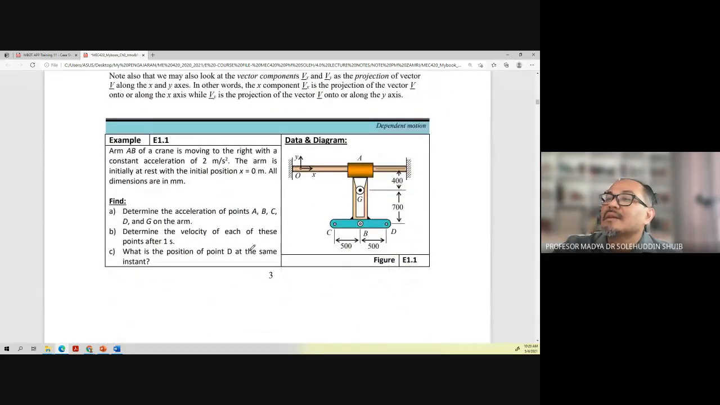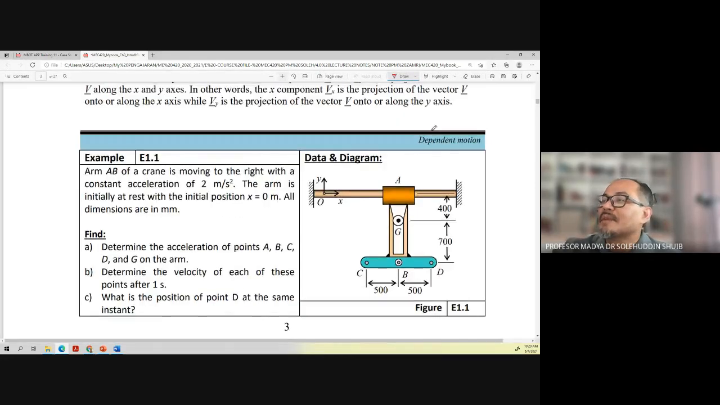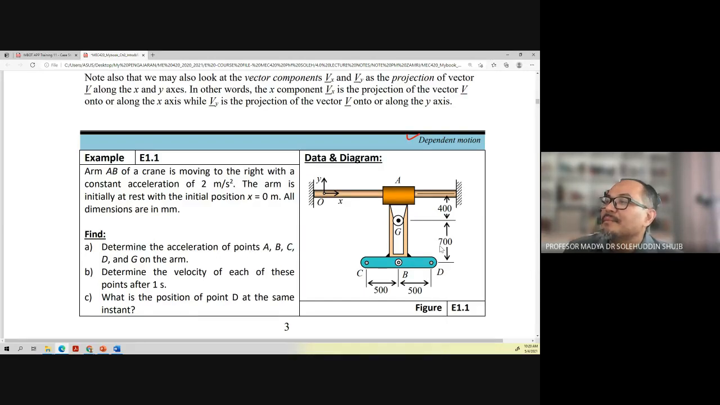Okay, this is an example. Okay, we try to do one example. Make it clear. Okay, this is what we call a dependent motion. Okay, we have here arm AB. This is arm AB, from A to B, and then look at the figure here. We have X and Y. We take here as a datum. So to the right is positive, going up is positive.